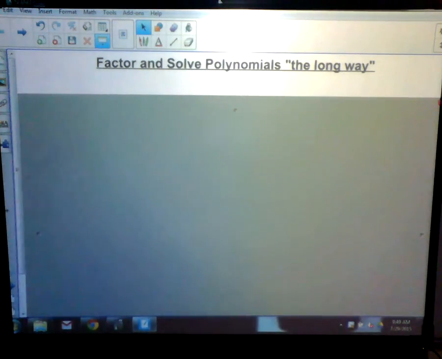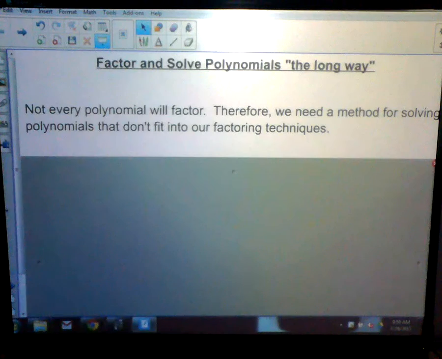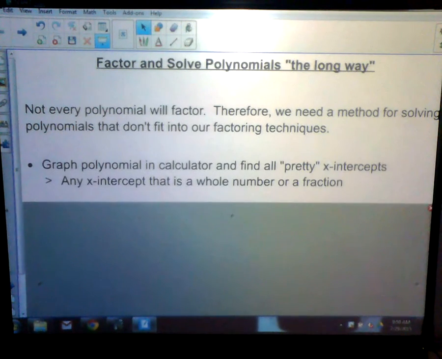So what do we do if we can't factor, if we have to go the long way? Not every polynomial will factor. Therefore, we need a method for solving ones that don't fit into our factoring techniques, that aren't perfect cubes, that aren't higher order quadratics, and that we can't group. Graph the polynomial in the calculator and find all the pretty x-intercepts. Now, what do I mean by pretty ones? What I really mean is rational ones, the ones that are either a whole number or a fraction.